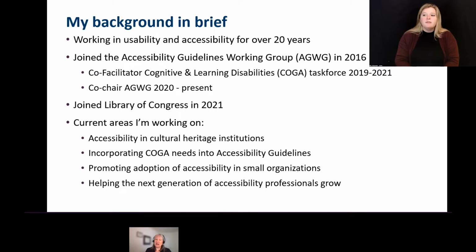I joined the Library of Congress this past year in 2021, and I'm currently focusing on a couple different areas: accessibility and cultural heritage institutions, incorporating cognitive needs into the accessibility guidelines, and I'm sure you'll hear a little from me about that while I talk today, promoting adoption of accessibility in small organizations, and helping the next generation of accessibility professionals grow. So those are the perspectives I can bring to this talk, and I just wanted to introduce those. Go ahead and go to the next slide if you don't mind.